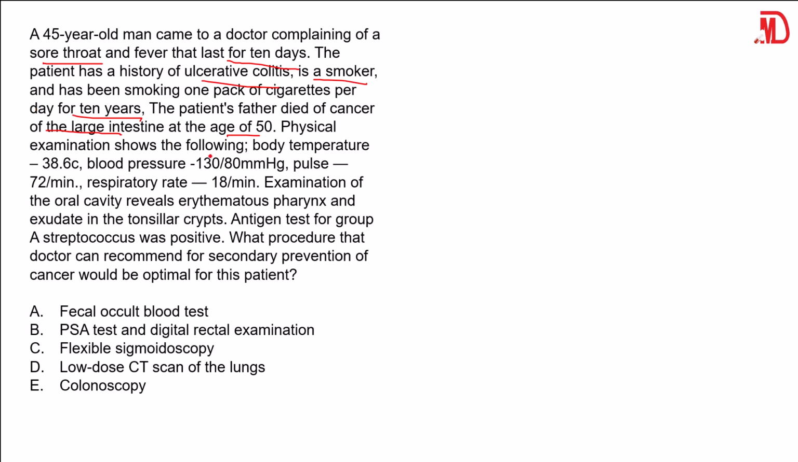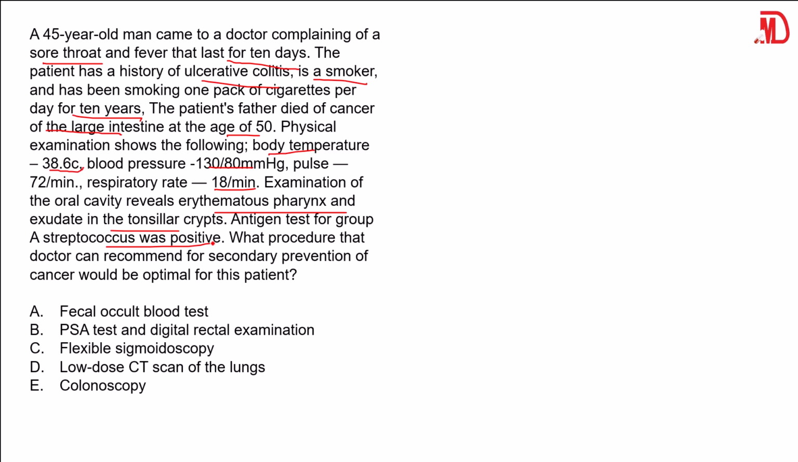Physical examination shows the following. There's a body temperature, 38. There's fever, there's pressure. It's not very normal, but it is within normal range. The pulse 72, respiratory rate is 18. Examination of the oral cavity reveals erythematous pharynx and exudate in the tonsillar crypts. Antigen test for group A streptococcal was positive. Again, you already know it. Tonsillitis in a way from the throat, isn't it?